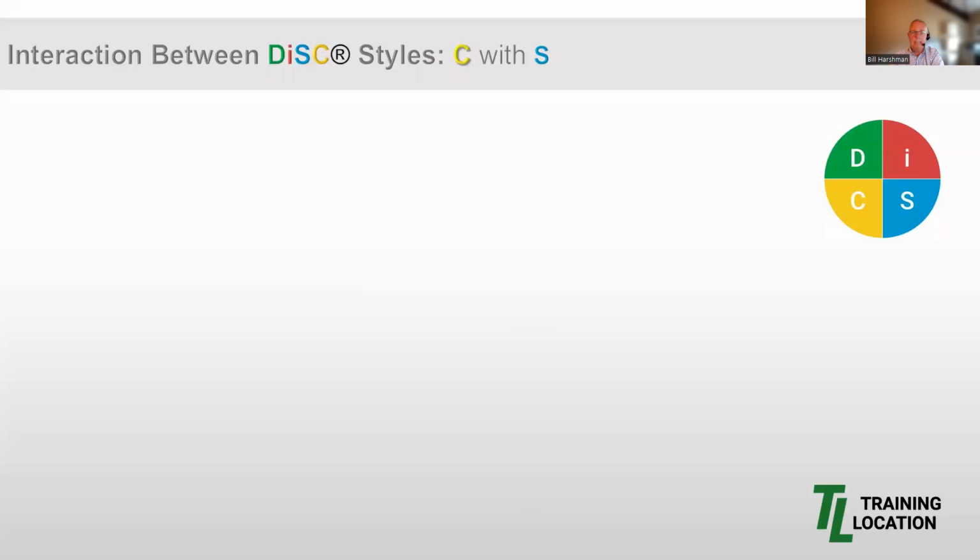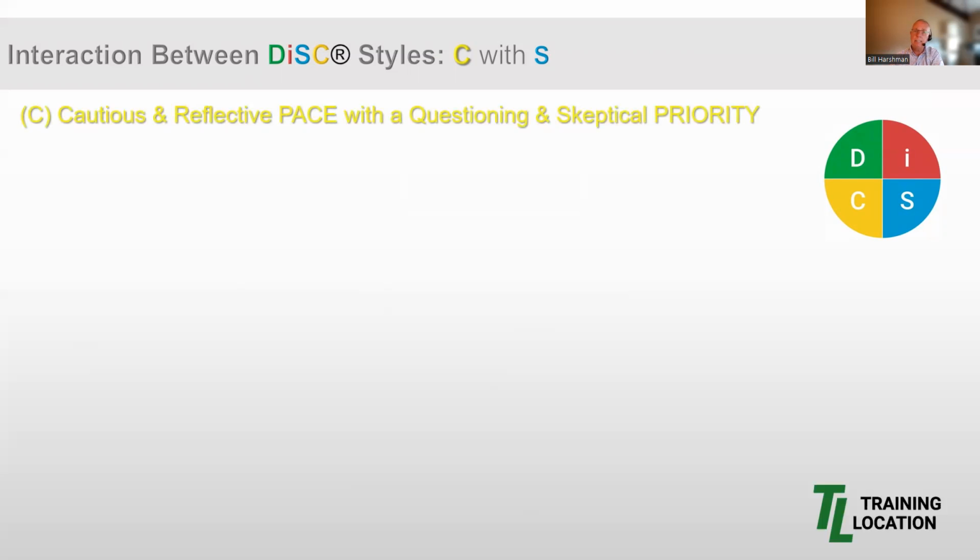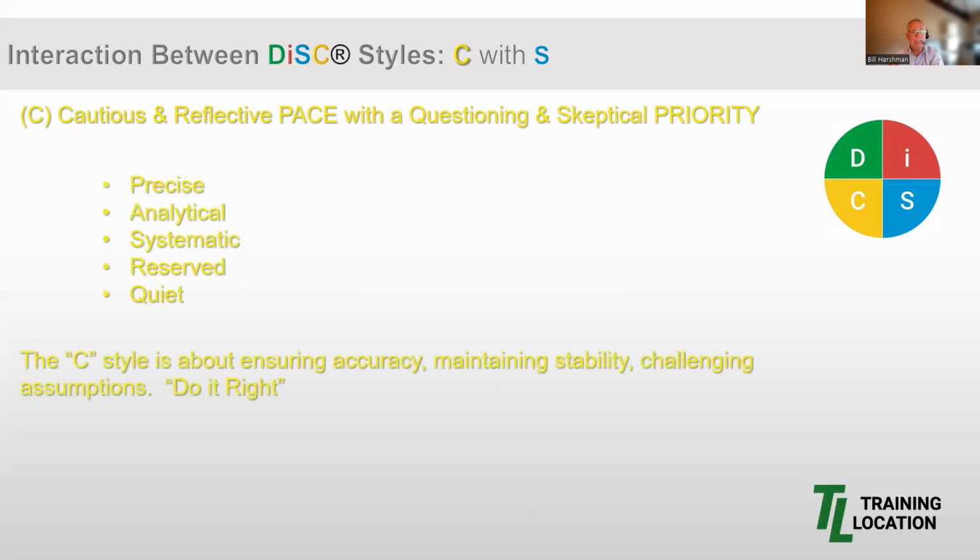Now remember, I always like to consider both pace and priority just to help us begin to understand a style. The C has the more cautious and reflective pace with a questioning and skeptical priority. When we combine the C's unique pace and priority, we can see the refined descriptors for the C as precise, analytical, systematic, reserved, and quiet. The C style is about ensuring accuracy, maintaining stability, and challenging assumptions. If they had a motto, it would be do it right.